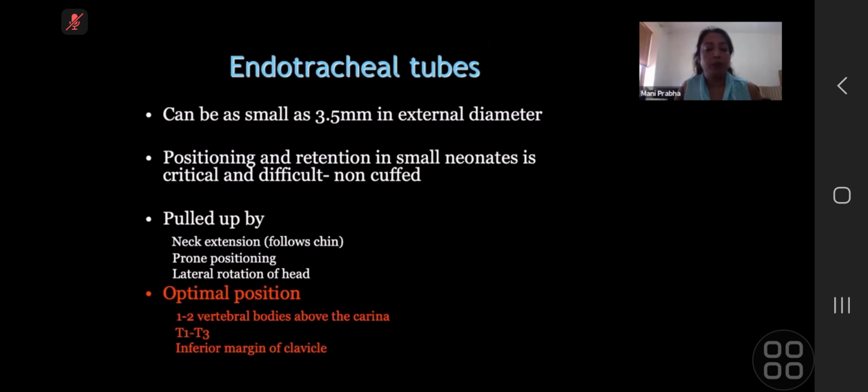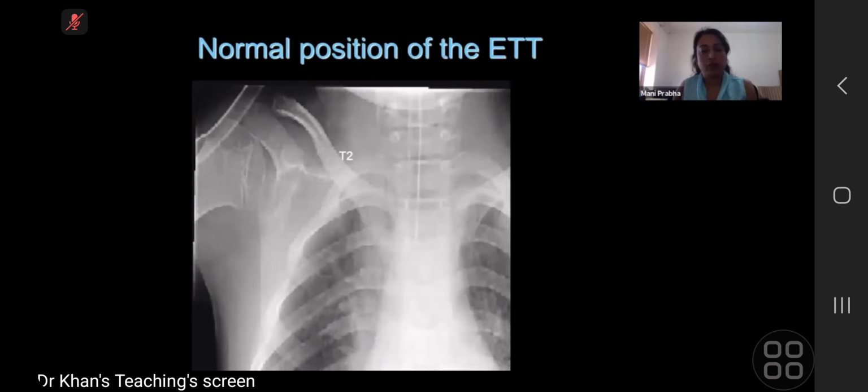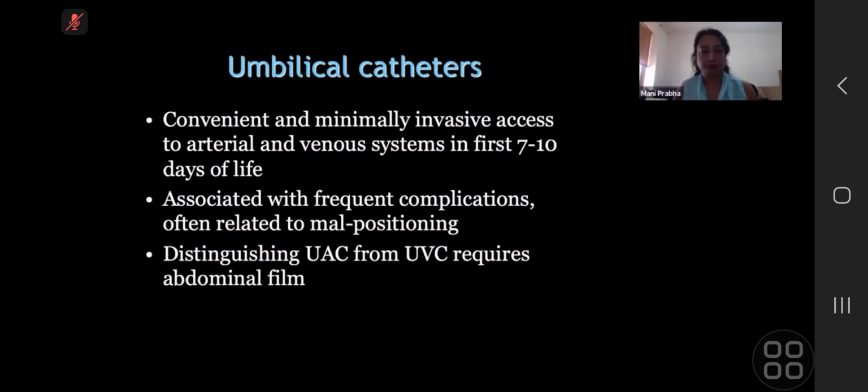So they can easily be pulled up by neck extension, prone positioning, or lateral rotation of the head. The optimum position of the endotracheal tube is 1 to 2 vertebral bodies above the carina, which is at the level of T1 to T3, ideal position T2, or the inferior margin of the clavicle. So this is somewhat at the inferior margin of the clavicle and at T2 level. And you can't see the trachea very well, apologies for that, but it is well above the carina.